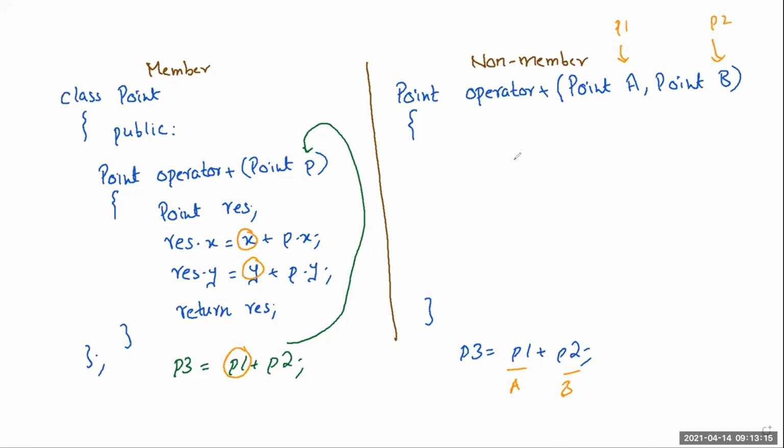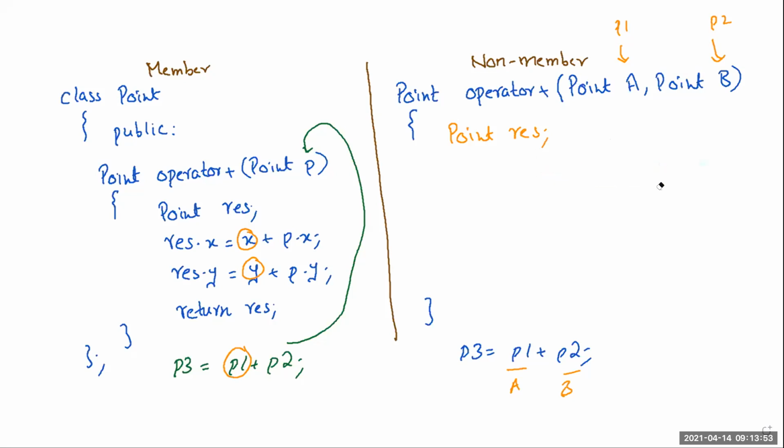Now I need to add the x components together, right? So first, maybe I take a point which is my result. Previously we could be tempted to write something like this, but we cannot do it. Why? The reason is that when we are doing p dot x, p dot y on the left side, we are in the class, and from within the class we can access private data using the dot operator. But here this function is not in the class, so outside the class we cannot access private data using the dot operator.